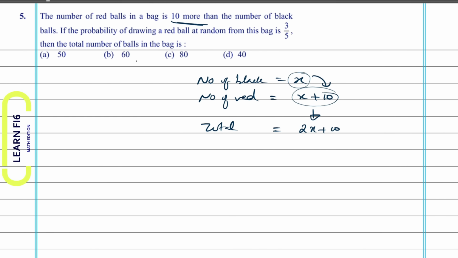Okay. So now the probability is given. The probability of drawing a red ball at random from the bag is 3 by 5.